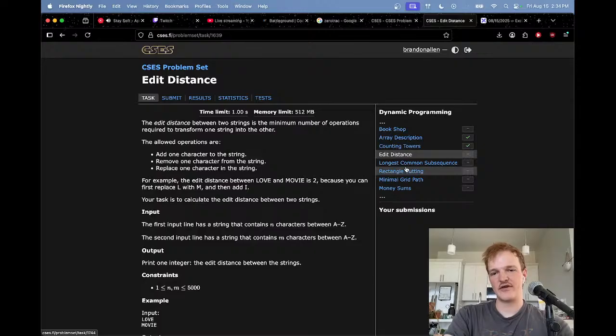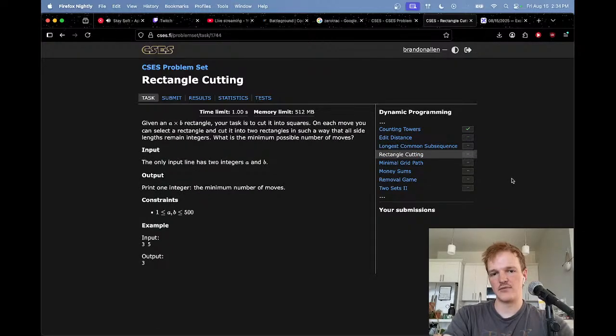Edit distance. I think this is straight up a Leetcode problem. Rectangle cutting. Given an A by B rectangle, your task is to cut it into squares. Each move, you can select a rectangle and cut it into 2 rectangles in such a way that all side lengths remain integers. What's the minimum possible number of moves?